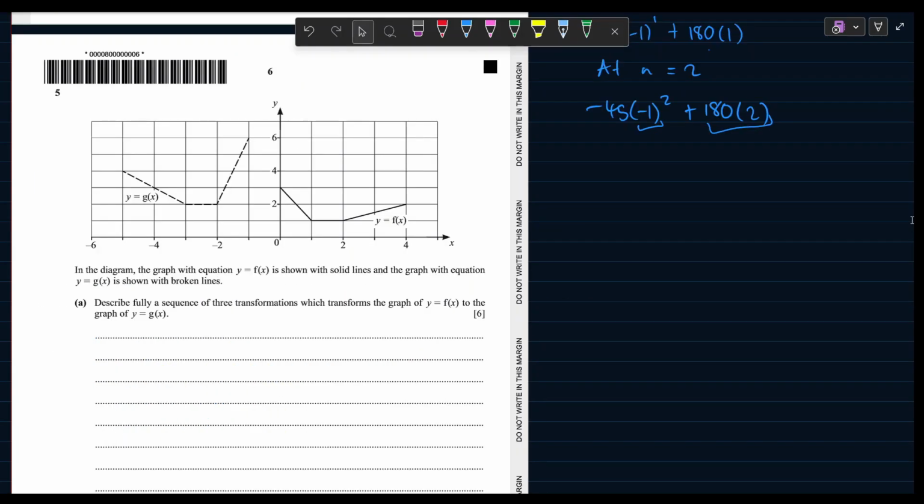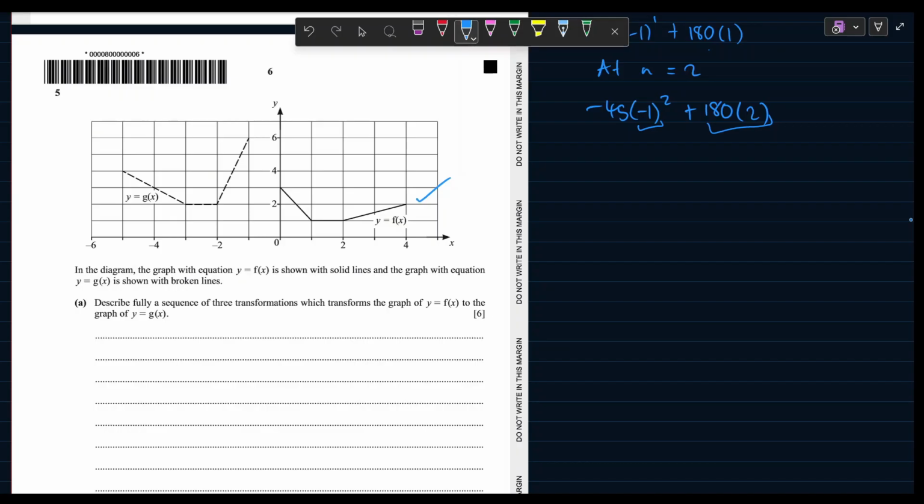Number 5. In the diagram, the graph with the equation y is equal to f of x is shown with solid lines, and the graph with the equation y equals g of x is shown with broken lines. Describe fully a sequence of 3 transformations which transforms the graph of y equals f of x to the graph of y equals g of x. So what they're saying is that we are going to start with the solid line graph, and we have to transform it to the broken line graph.